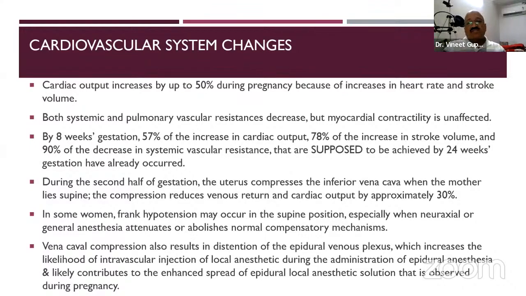During the second half of the gestation, the uterus compresses the inferior vena cava and venous return decreases by 30%. In some women, frank hypotension may occur in the supine position. Vena caval compression, as we know, will cause distension of the epidural venous plexus. It increases the likelihood of intravascular injection of local anesthetic during epidural anesthesia. We have to be very careful, sophisticated and gentle in our regional anesthesia techniques in these kinds of patients.